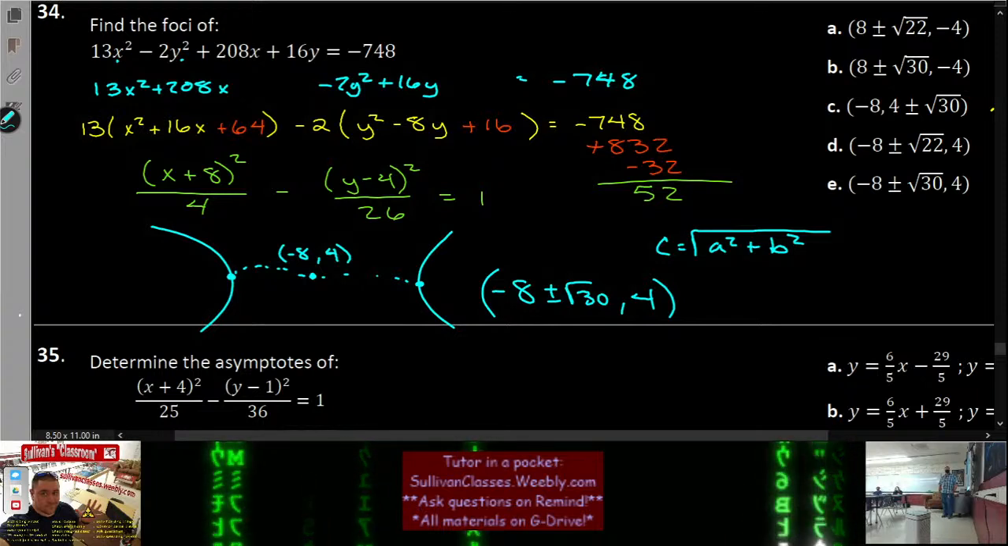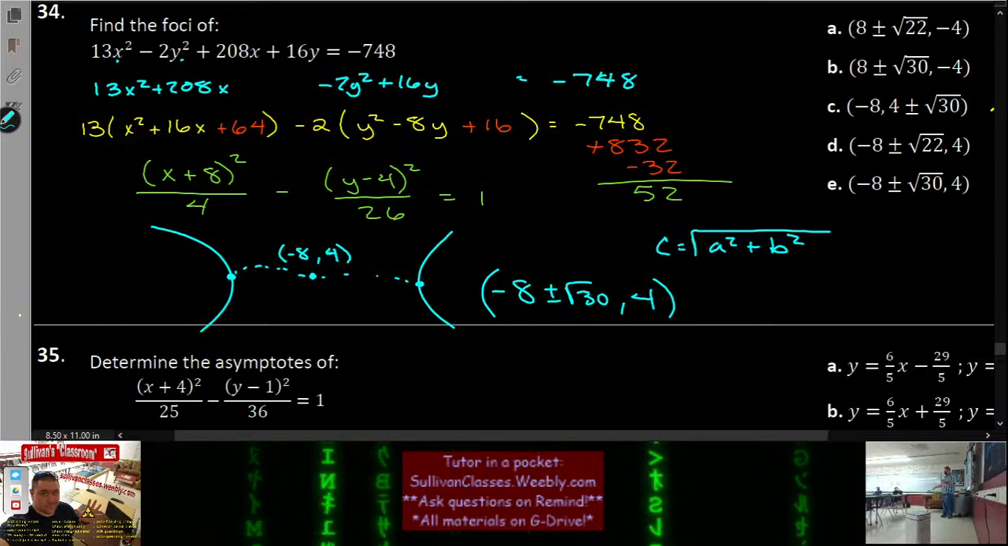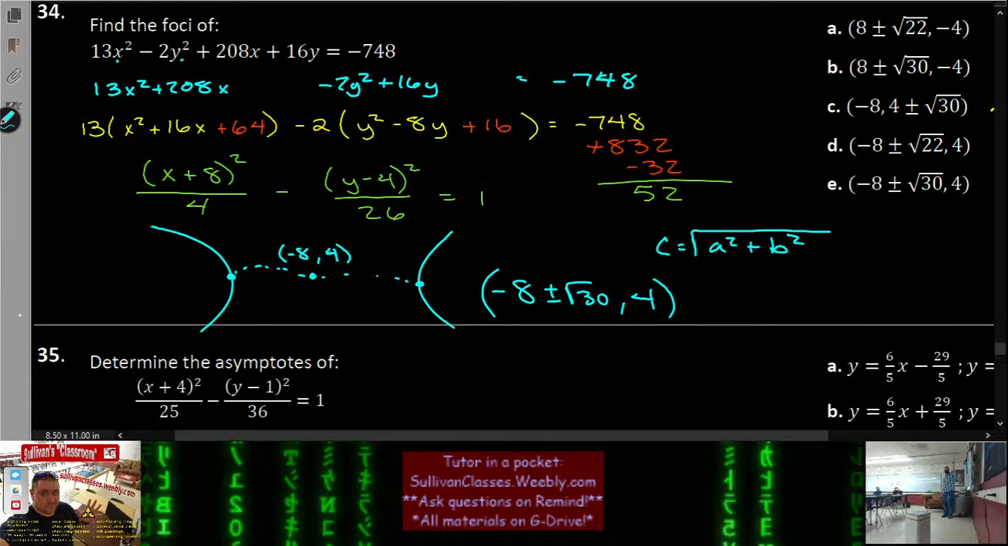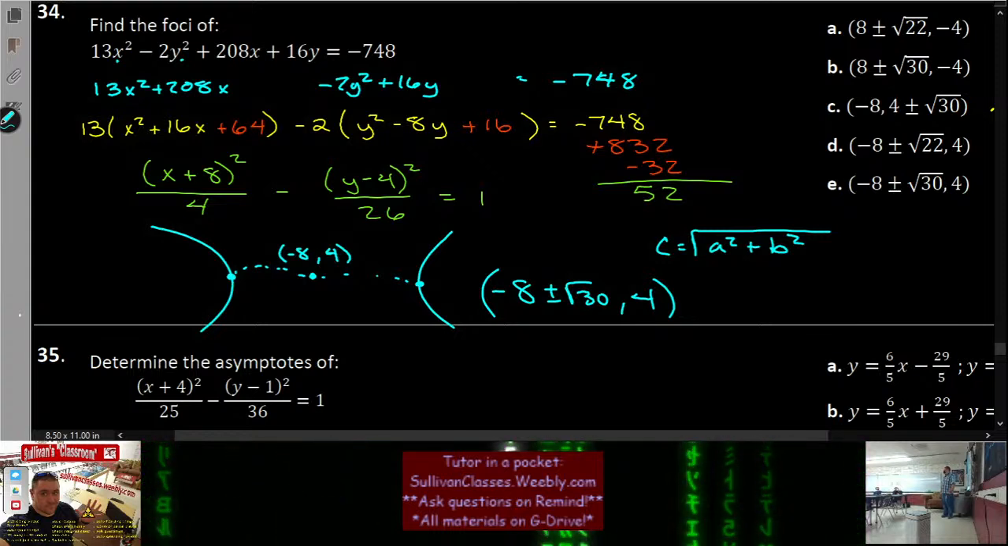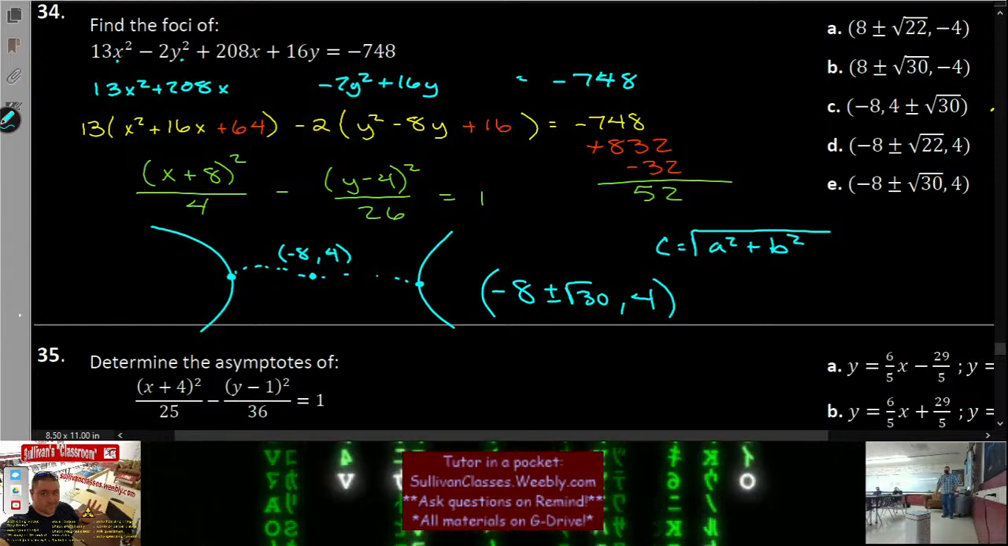You notice if you forget a squared plus b squared versus a squared minus b squared on ellipses and hyperbolas, you'd get 26 minus 4. So just something as simple as missing that negative can goof us up here.